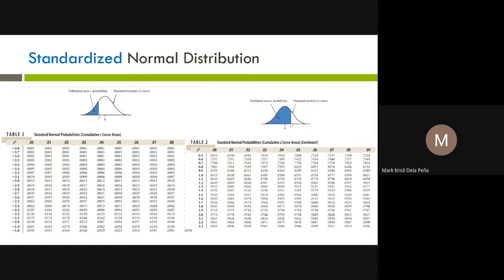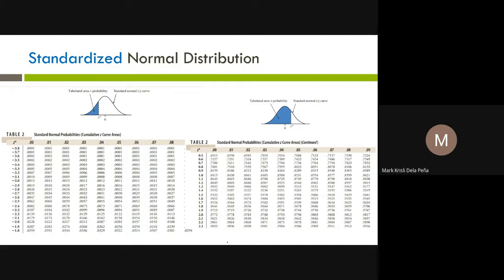Now you have values on the first column: negative 3.8, 3.7, and so on. We also have values on the first row, which will be our column headers: 0, 0.1, 0.2, 0.3, 0.4, and 0.5, and so on. The list would go on. Some tables will only have negative 3.4 as the lowest value and positive 3.4 as the highest. There are also some tables which have negative 3.9 as the lowest and positive 3.9 as the highest.